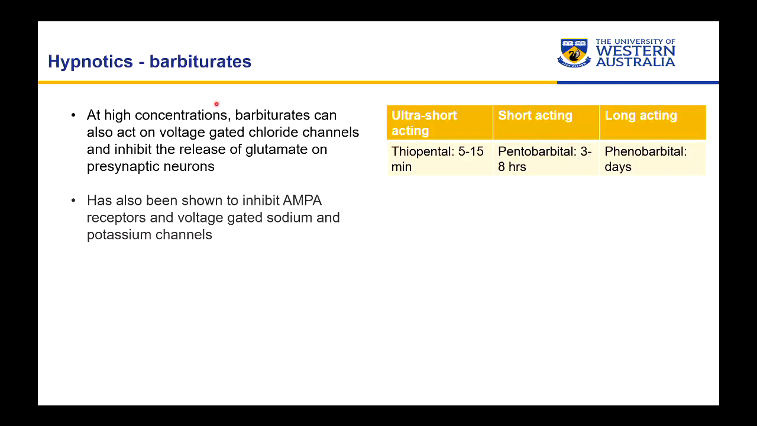Barbiturates have also been shown to inhibit those AMPA receptors. The AMPA receptors are the excitatory receptors. So they can actually stop those excitatory receptors from opening as well in some cases. So they can have a stronger and less specific effect. Not just affecting that GABA receptor, they can affect those excitatory receptors as well in some cases. That's why you need to be careful with the safety profile of it, because if you have too high concentrations, you can affect multiple systems, which might stop your breathing, things like that.